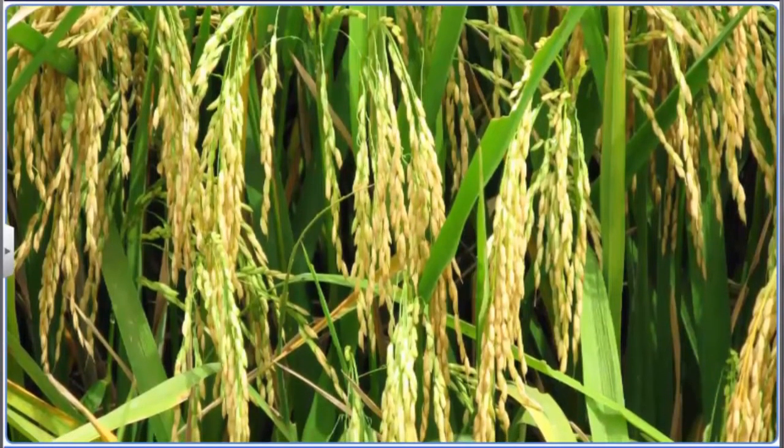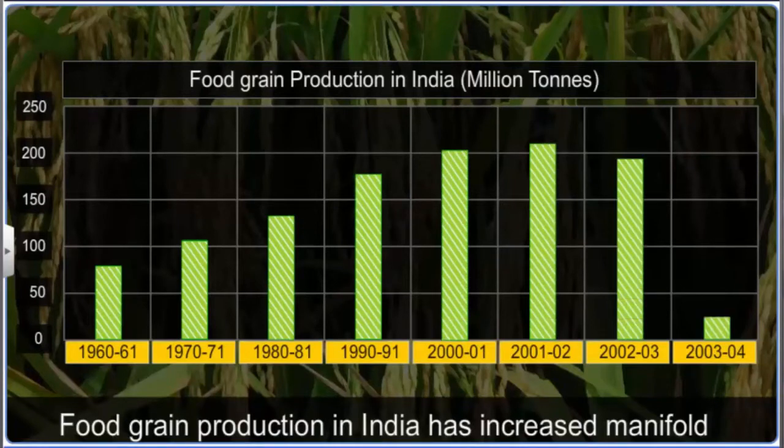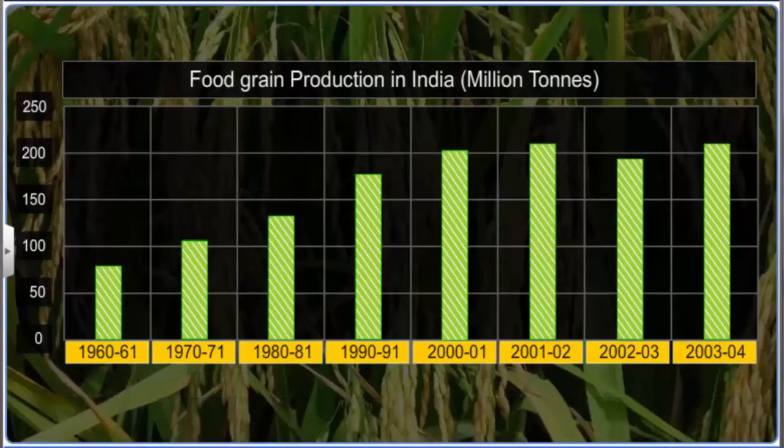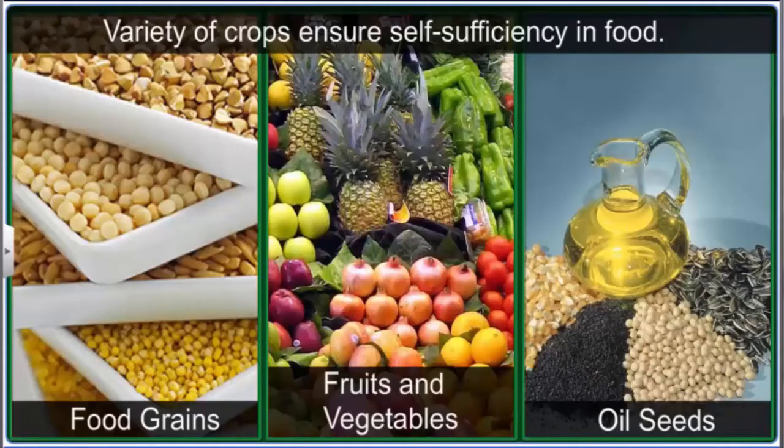Since the Green Revolution, food grain production in India has increased manifold. While the period from 1980 to 1990 saw the highest rise in food grain production in a decade, India's total food grain production crossed the 200 million ton mark in 2000. The large variety of crops grown in India also ensures self-sufficiency in food even in adverse conditions.